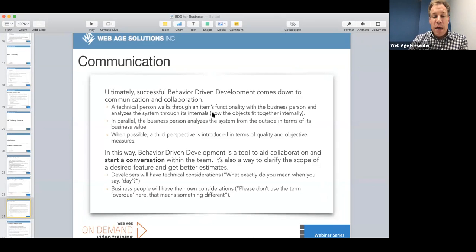Okay, we want to make sure that when we're writing user stories, it's a way to start a conversation, right? That's what user stories really are. And we're talking again about behaviors.